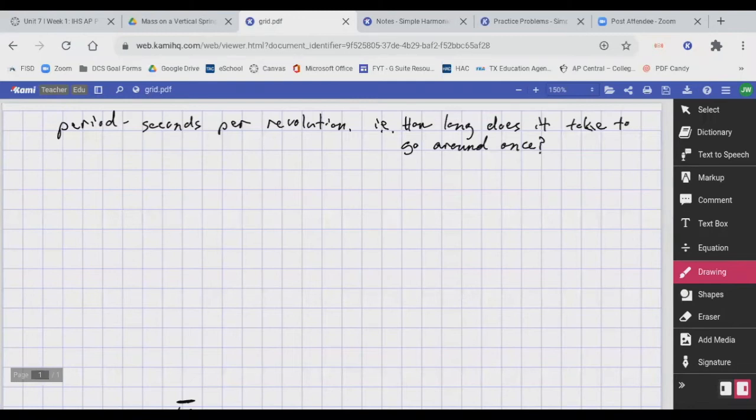Now I'm going to add another word that we may have used a little bit to solve some problems, but we didn't focus on it, and that's going to be frequency. Okay, now frequency is the inverse of period. This is the number of cycles in 1 second.